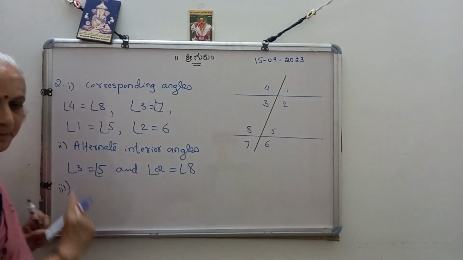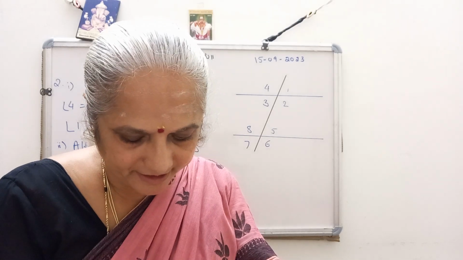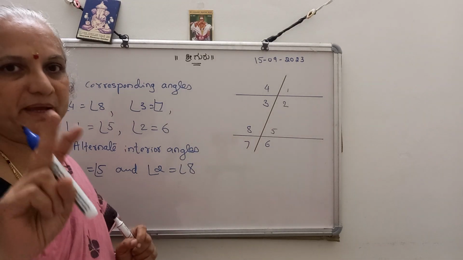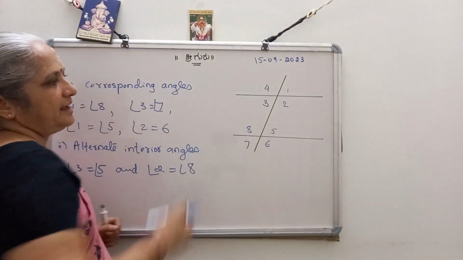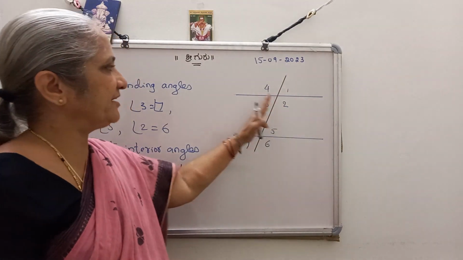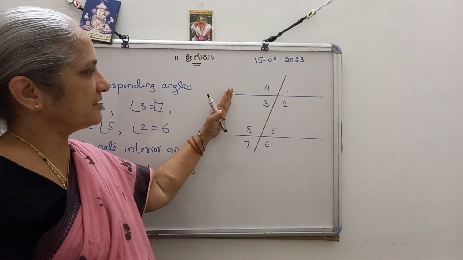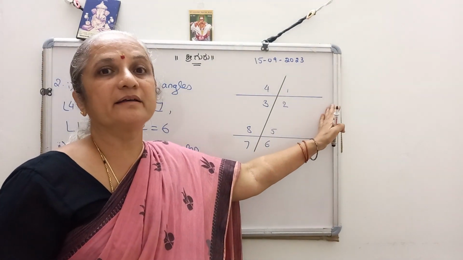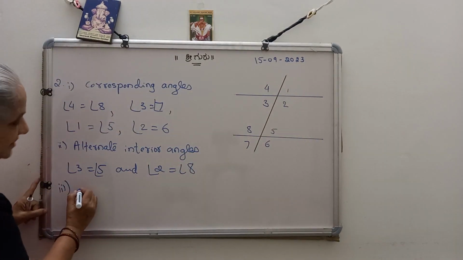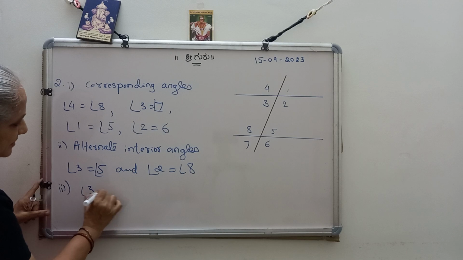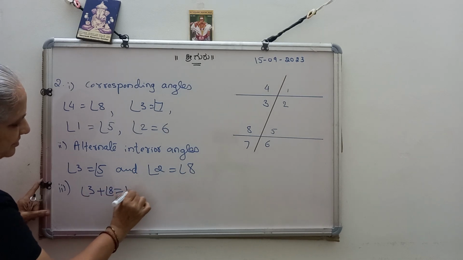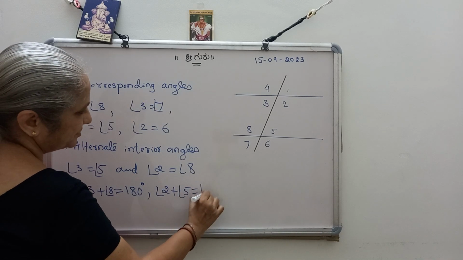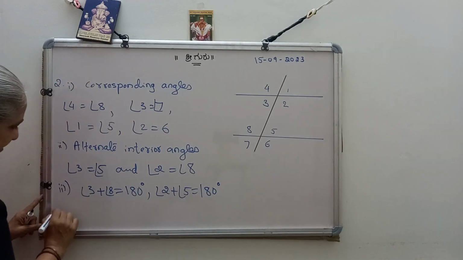Now the third one. The pairs of interior angles on the same side of the transversal. Pairs means there are two pairs. One pair is 3 and 8, another pair is 2 and 5 on the same side of the transversal. This side of the transversal, angle 3 and angle 8. This side of the transversal, angle 2 and angle 5. And they are supplementary. Third one is angle 3 plus angle 8 is equal to 180 degrees. Angle 2 plus angle 5 is equal to 180 degrees. Then the fourth one.